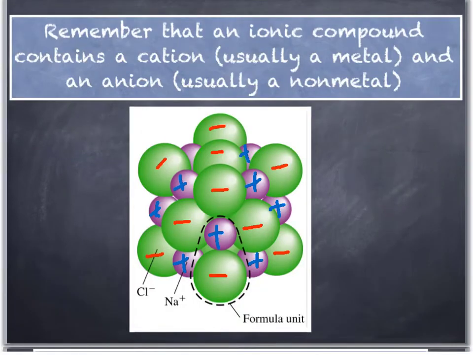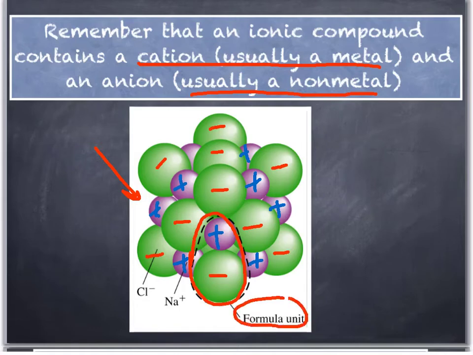So remember, an ionic compound contains a cation and an anion, and that means the cation's usually a metal from the left side of the periodic table, and the anion is usually a nonmetal from the right side. Here's sodium chloride, what we were just looking at. One little piece of this crystal is called a formula unit. Whenever we write the formula for an ionic compound, even something like potassium chloride, we're just looking at one formula unit.